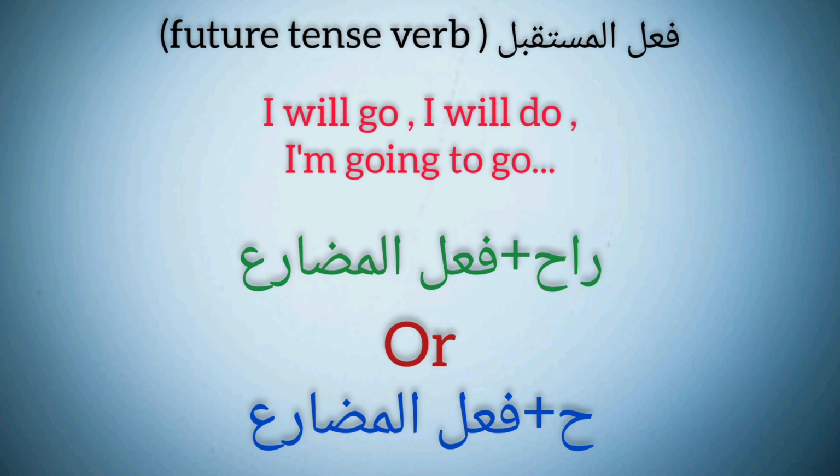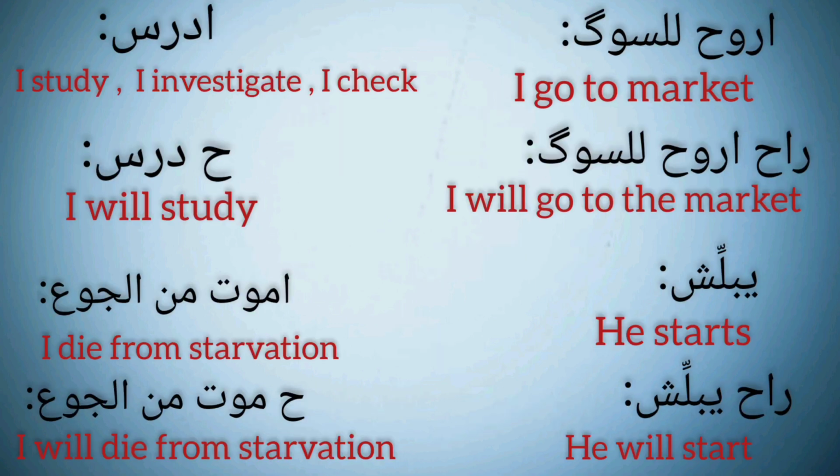Okay? راح and ح. Future tense verb in Arabic can be used for whenever you want. It can be after 2 months or 2 years or 2 minutes, okay? It can be whenever you want. And these are some examples for future tense.